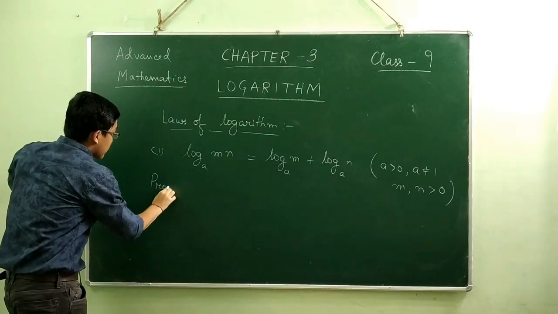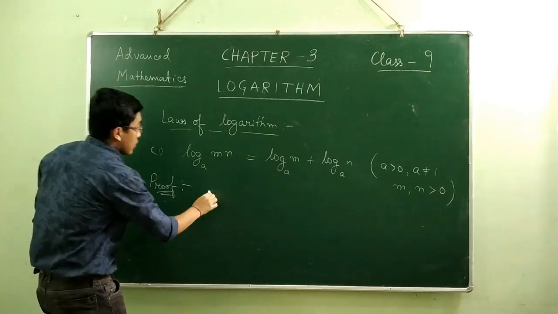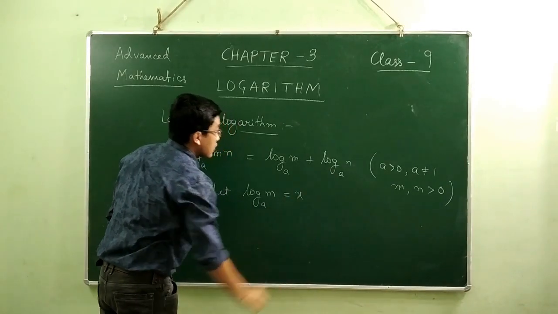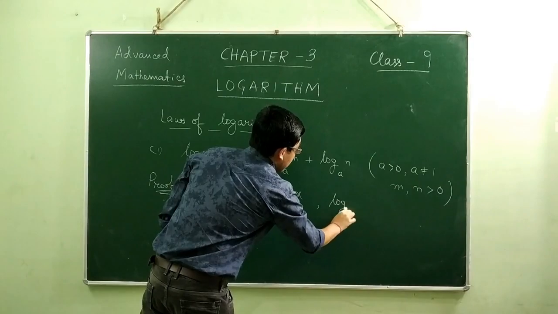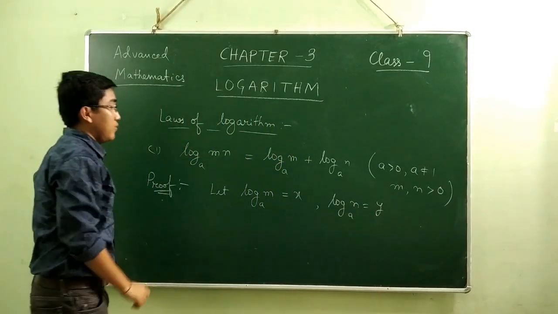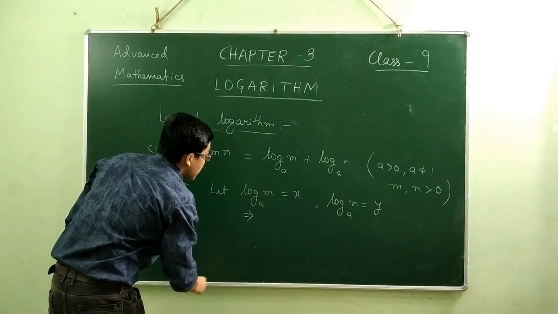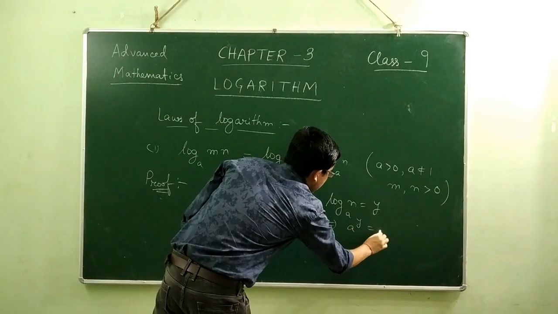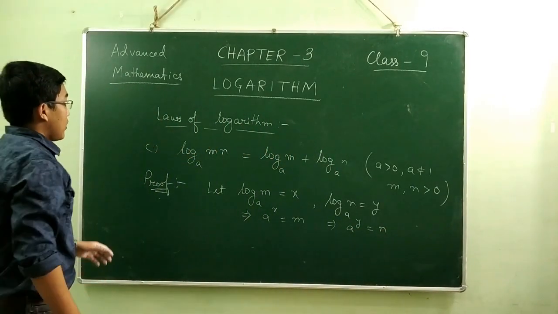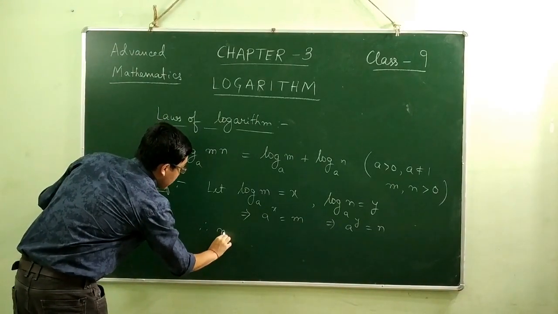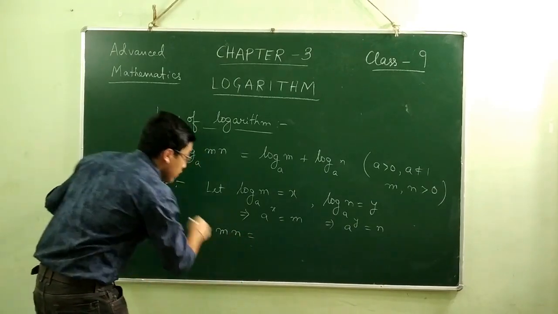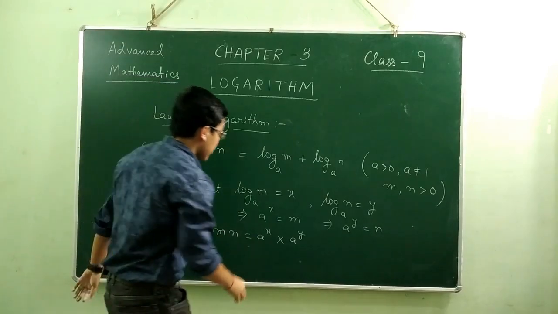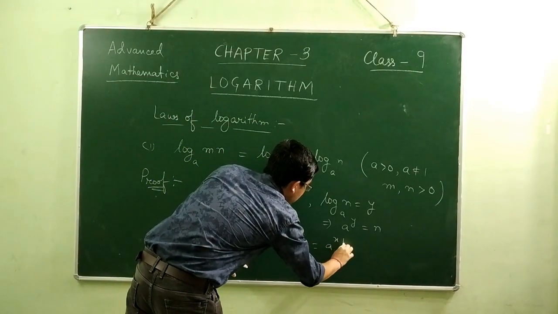So the proof is very simple, let's prove it. Let log base a m equal to say x, and let log base a n equal to say y. Then by the property of log, I can write this as a to the power x equal to m, and this as a to the power y equal to n. Now what will be the product? The product m into n will be a to the power x into a to the power y. By the property of indices, since the bases are same, I can write this as a to the power x plus y.